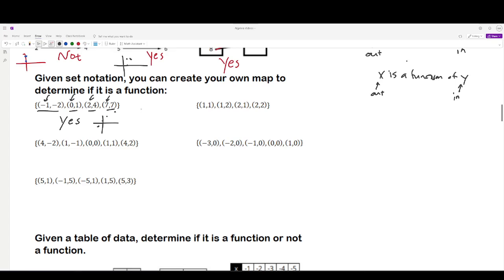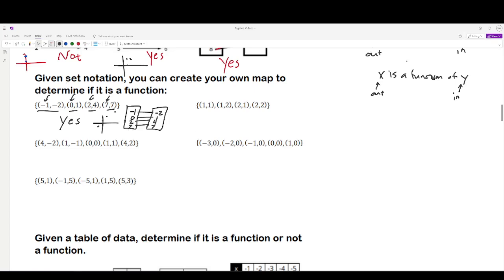And it said you can create a map. I would prefer that we actually think of a graph instead of a map. I find that to be more simple and visual, but you can create a map as well. So you could write this, remember that we write them in ascending order, so -1, 0, 2, 7, and then the other half of the map would be -2, 1, 4, 7, and they just map straight across, so no problems there.